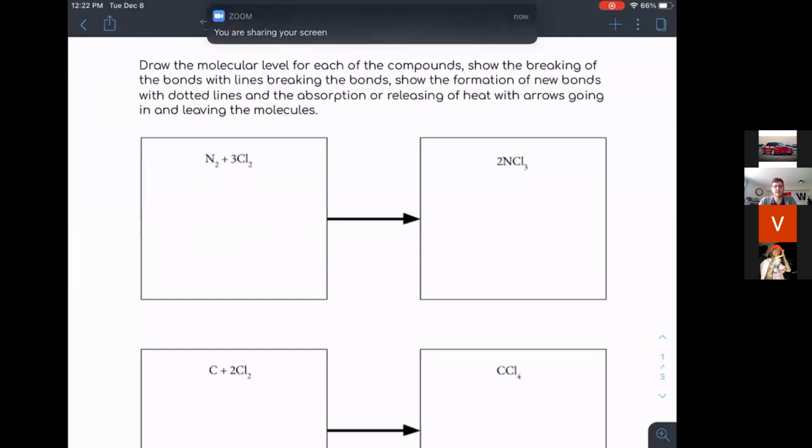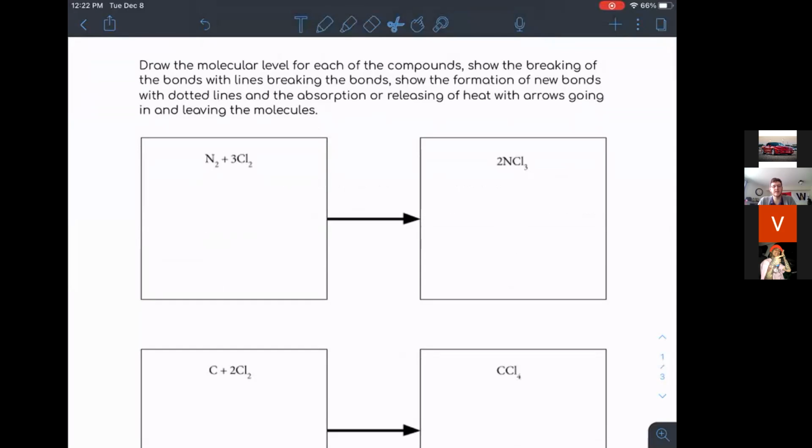All right. So we're looking at this first one. It says we're going to draw the molecular level to see each of the compounds, showing the breaking of the bonds with lines breaking the bonds, showing the formation of new bonds with dotted lines, and the absorption or releasing of heat with arrows going in or leaving the molecules.